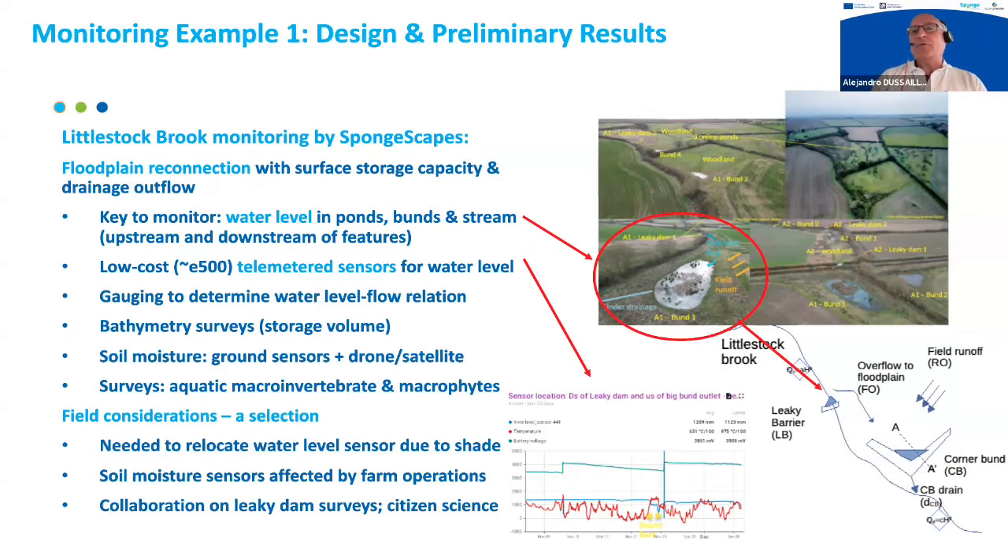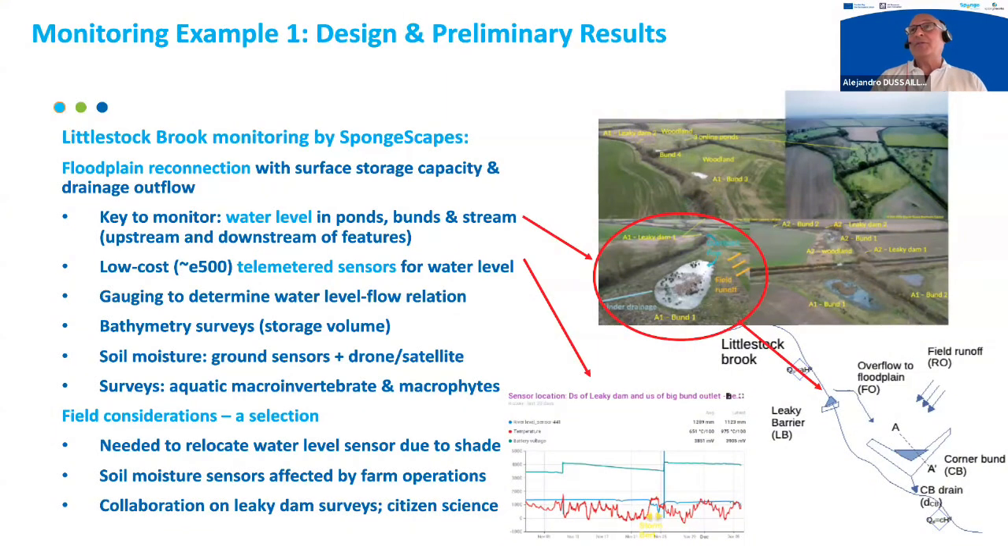Some issues that we had to manage in the field, just a selection. You install the sensors and you hope for the best, but we did need to relocate one because of growth of vegetation during the summer, and therefore less charge from the solar panel to the battery. So the good thing about these small sensors is that it takes quite little effort to move them around.